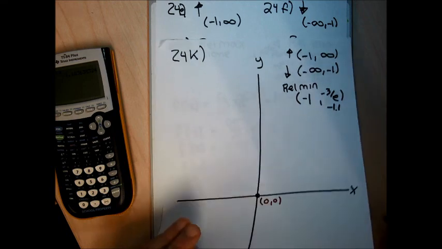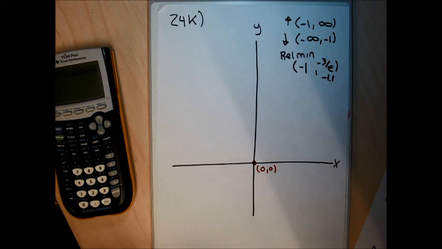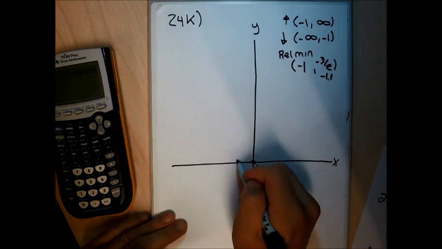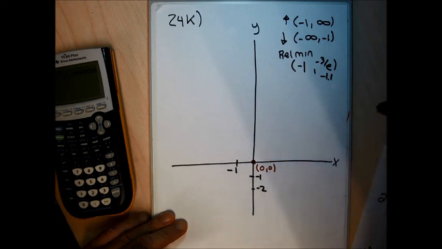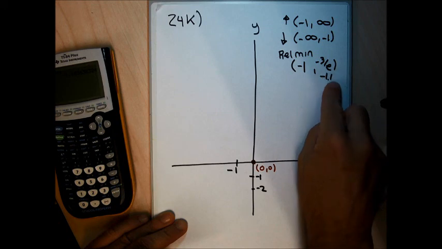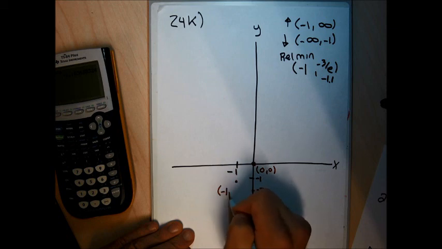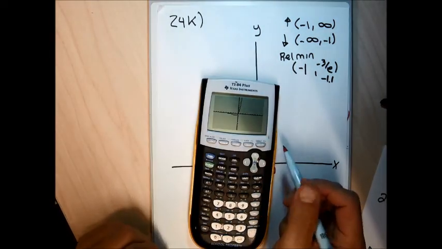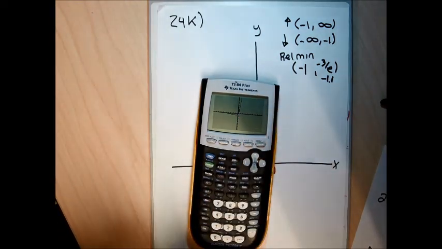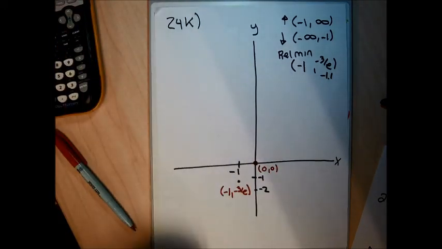And so on my graph now, I can do a little bit of work here. I can graph the minimum point, but I'm not going to graph the increasing and decreasing before I know the concavity. So I'm going to mark -1 on the x-axis, and then -1 and -2 on the y-axis. And I'm going to plot the point -1, -1.1, and I'm going to call that the point -1, -3 over e. When I look at the graph on my calculator, somewhere over there is that minimum point that I need to know.